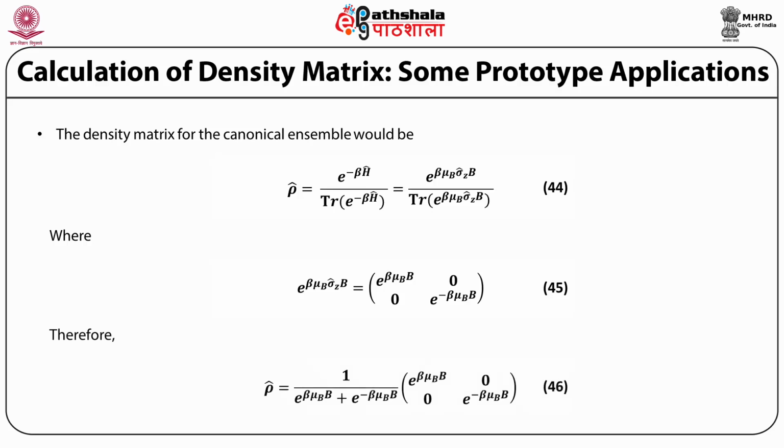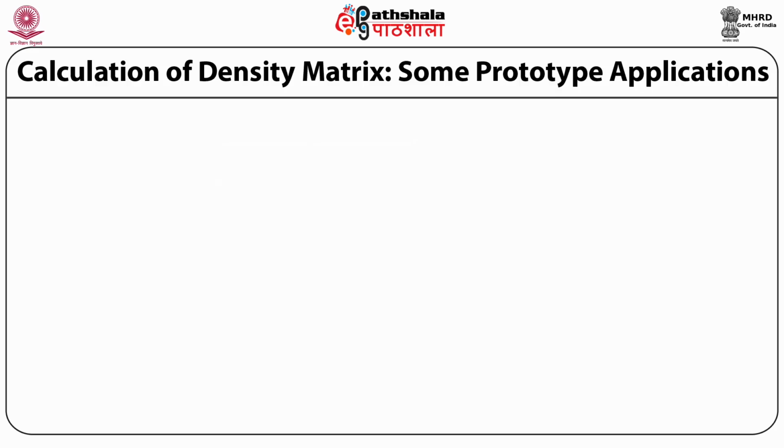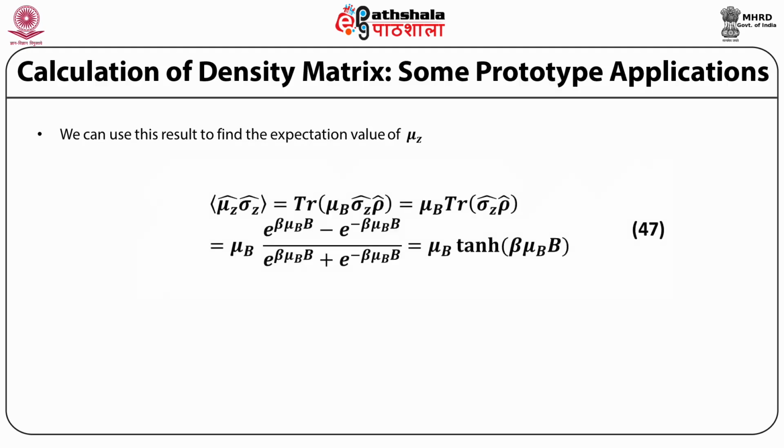Therefore, the rho operator is equal to 1 upon e raised to power beta mu B plus e raised to power minus beta mu B, multiplied by the matrix e raised to power beta mu B, 0, 0, e raised to power minus beta mu B. We can use this result to find the expectation value of mu z, that is equal to trace of mu B sigma z operator into rho operator, which is equal to mu B trace of sigma z operator into rho operator, which is equal to mu B multiplied by e raised to power beta mu B minus e raised to power minus beta mu B divided by e raised to power beta mu B plus e raised to power minus beta mu B, which is equal to mu B tanh of beta mu B.